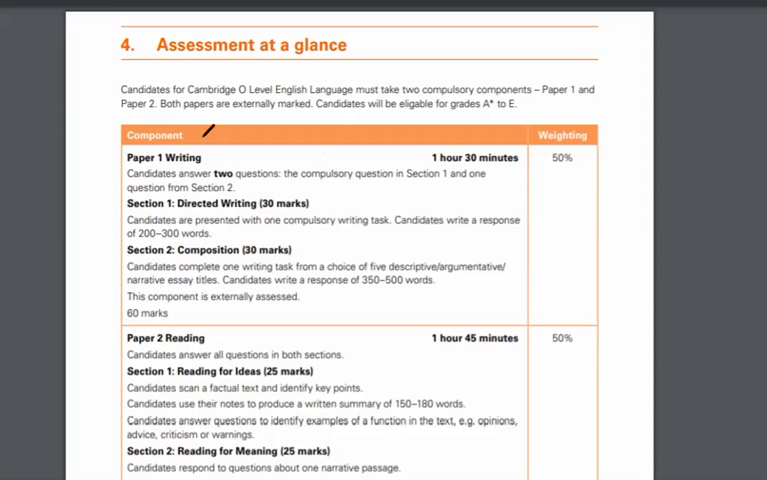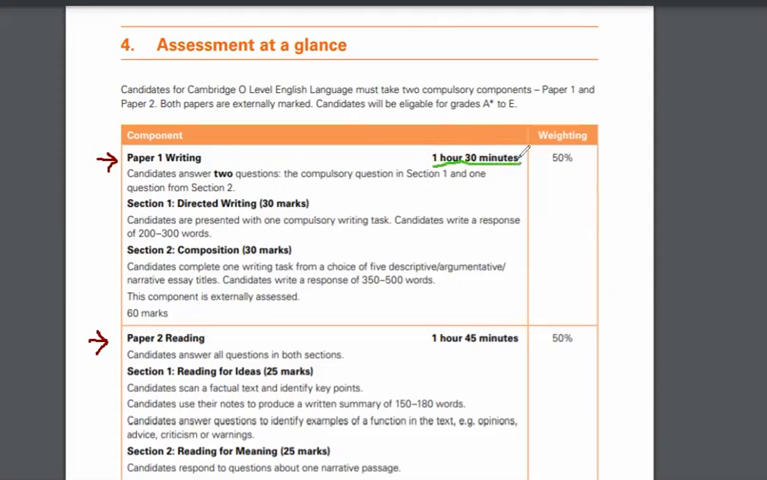There are two components, that is, you have two papers to attempt. Your paper 1 is based on your writing skills and paper 2 is based on your reading skills. Now we will have a look at both of them one by one. Your time duration for paper 1, which is the writing paper, is 1 hour 30 minutes. We will sort this one out first. Candidates have to answer 2 questions only: the compulsory question in section 1 and 1 question from section 2.